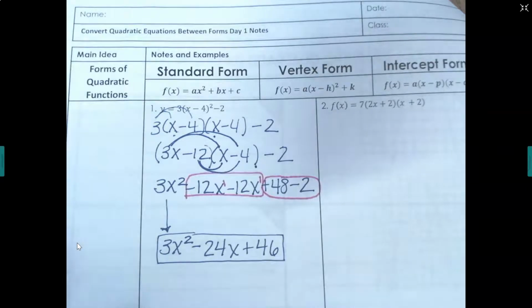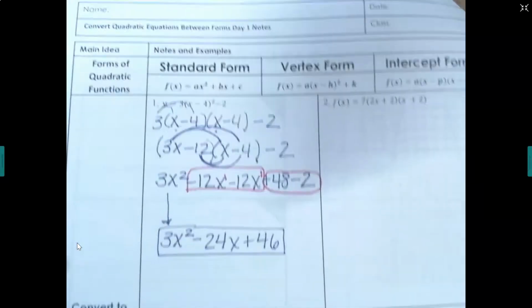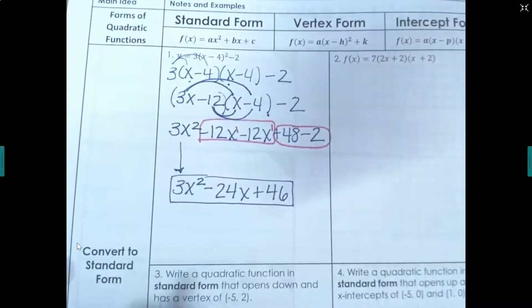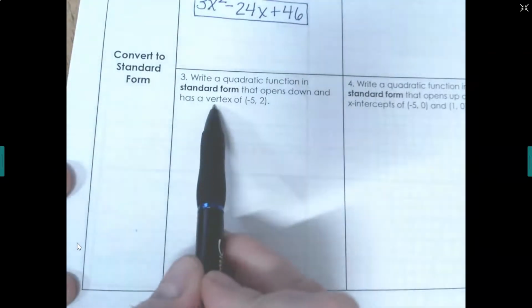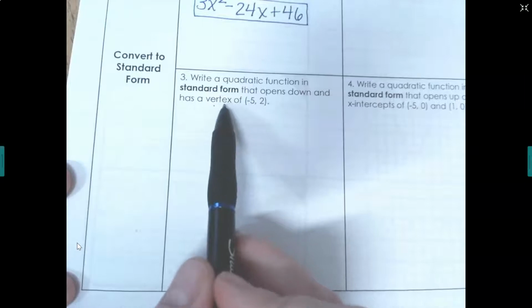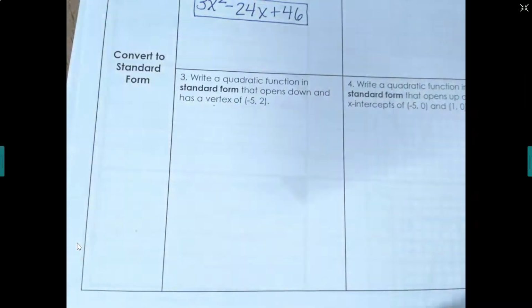All right? So let's try this. We're going to skip down to number 3 and take a look. This is if we give it to you in the equation form. It's in vertex form. Please put it in standard form. Sometimes we give you a description that includes the vertex. So if the description is talking about the vertex, we're going to write this in vertex form, and then we'll convert it to standard form.